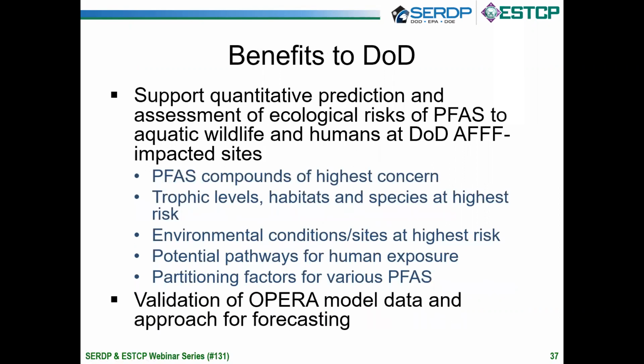The benefits to the DoD are several. Our results will contribute basic data that's needed to help support the quantitative prediction and assessment of ecological risks of PFAS to aquatic wildlife and humans at DoD AFFF impacted sites. Specifically, this includes data identifying things like the PFAS compounds of highest concern, the trophic levels, habitats, and species that appear to be at highest risk, the environmental conditions and therefore sites that may be at highest risk, potential pathways to human exposure, and quantifying those partitioning factors for a range of different PFAS compounds, including bioaccumulation, bioconcentration, and trophic magnification factors. Another benefit will be the validation of this chemoinformatics approach for forecasting, specifically the OPERA model-derived chemical properties and how they can be used or not to potentially evaluate the fate of PFAS in the environment.